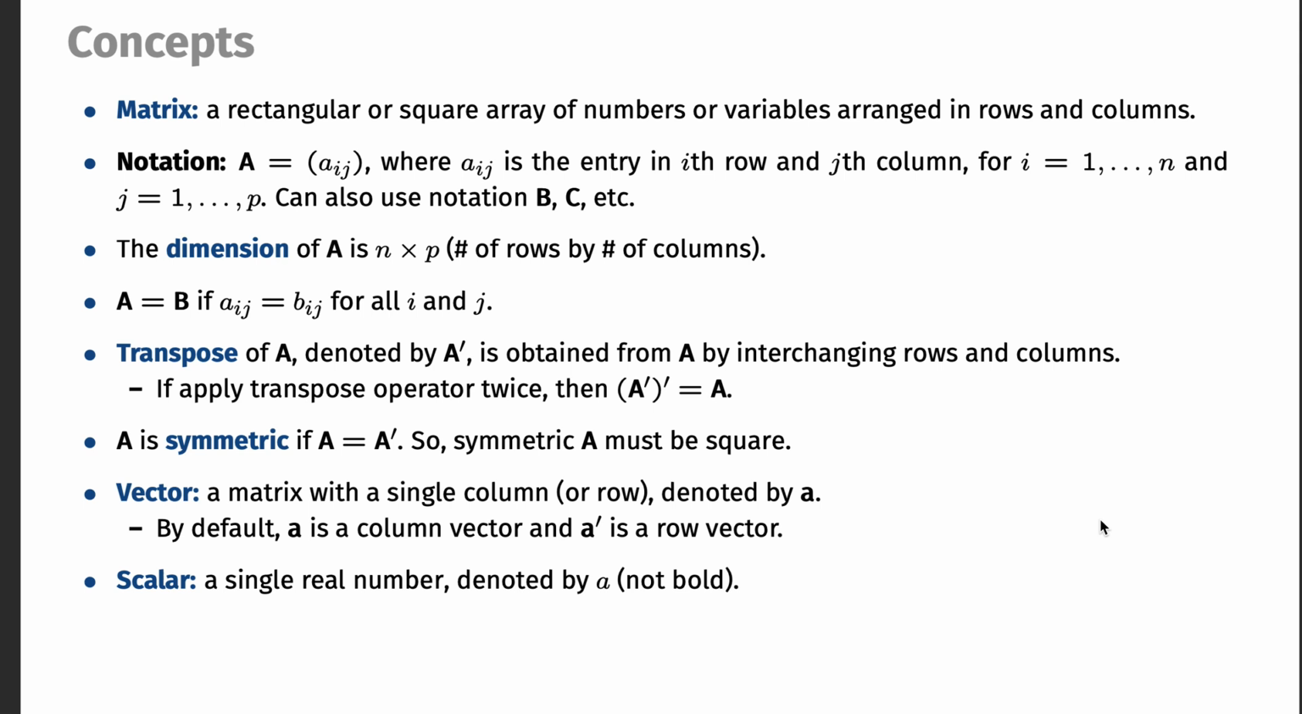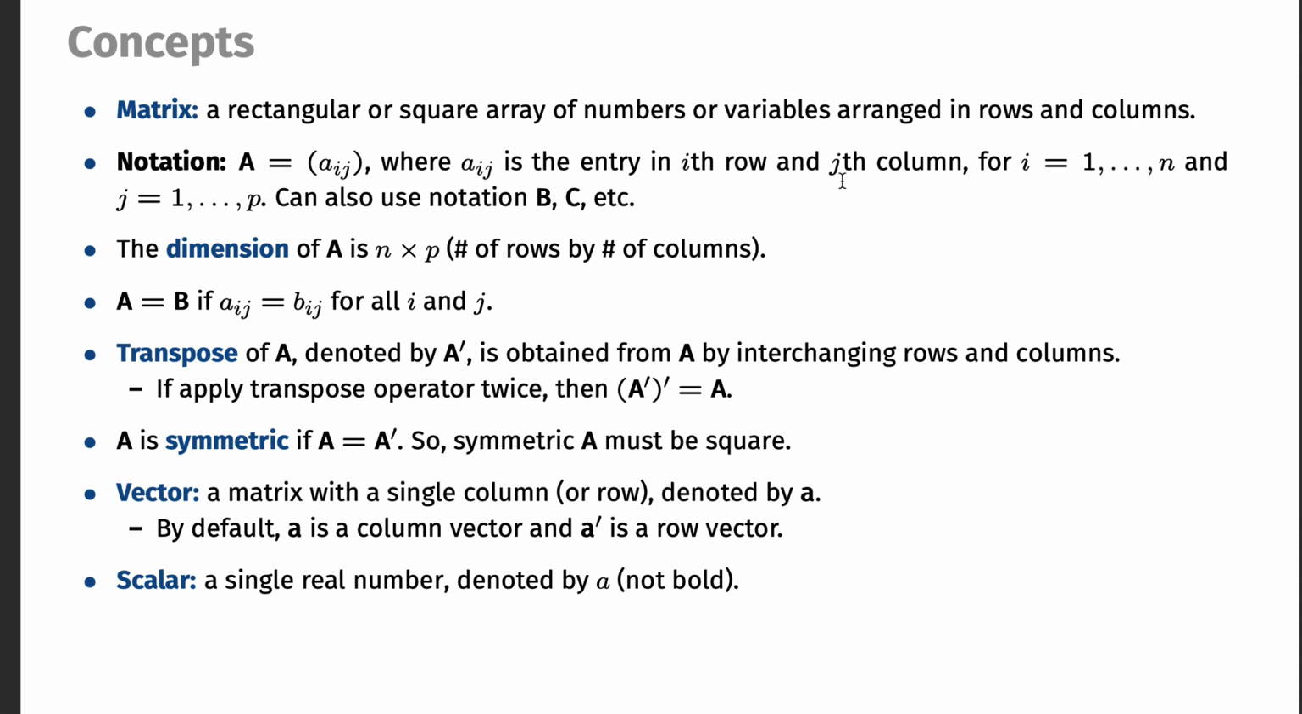So just to repeat, a matrix is a rectangular or square array of numbers or variables arranged in rows and columns. This is just a notation: A equals parentheses A subscript i j, where A i j is the entry of the ith row, jth column.